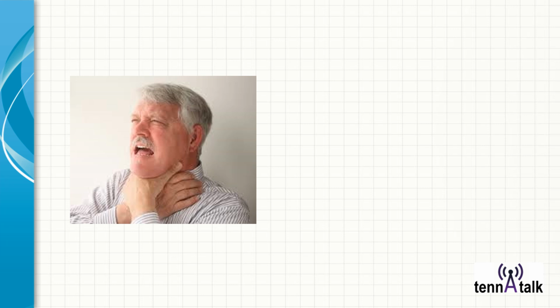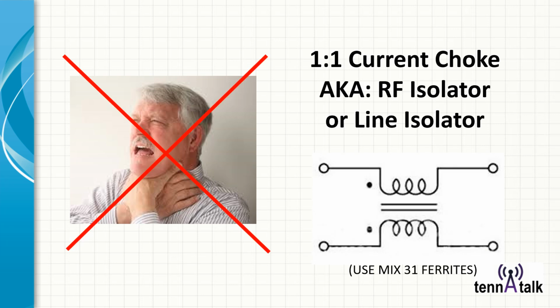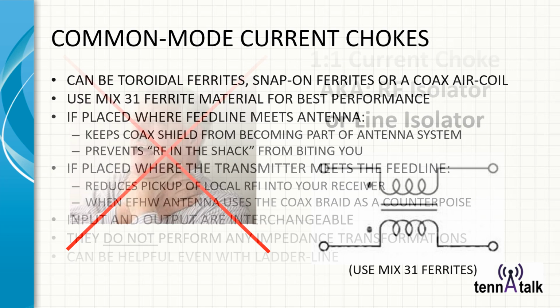So let's talk about chokes. No, not that kind of choke, but the one-to-one current choke, also known as the RF isolator or line isolator. You'll always notice it as a transformer that's laying down. Here's the center pin of your coax coming in, center pin of your coax going out, ground braid coming in, ground braid coming out, and almost always uses mix 31 ferrites.